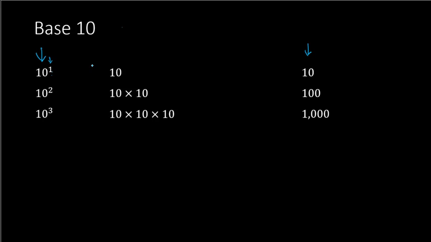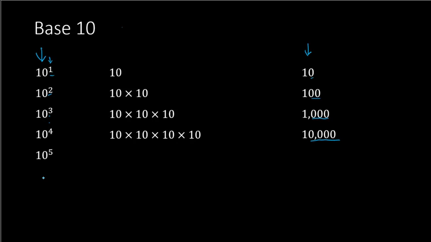Well, notice the exponent is going to be the same as the number of zeros that we have. So if the exponent is 1, we have 1 zero. The exponent is 2, we have 2 zeros. The exponent is 3, we have 3 zeros. So this pattern is going to hold anytime we have 10 to some power. So if we had 10 to the fourth power, what would we get? Well, it's going to be 4 10s multiplied together, which would be 4 zeros after the 1. So the exponent is 4, so we have 4 zeros.